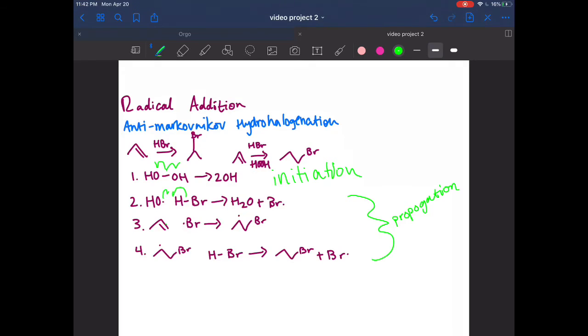In step 3, this double bond will break, and the bond will be shared between our molecule on the left, and it'll create a new bond with our bromine. In step 4, this atom will form a bond with our bromine, and the bond between our hydrogen and bromine will break and split evenly.